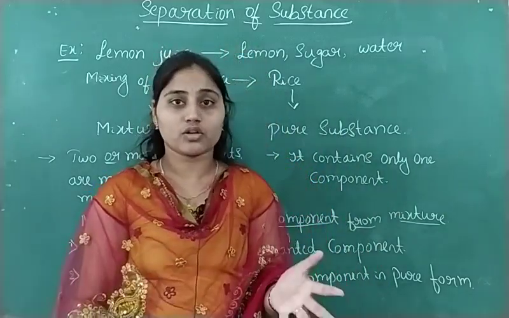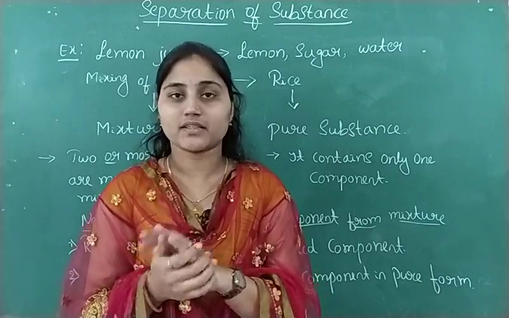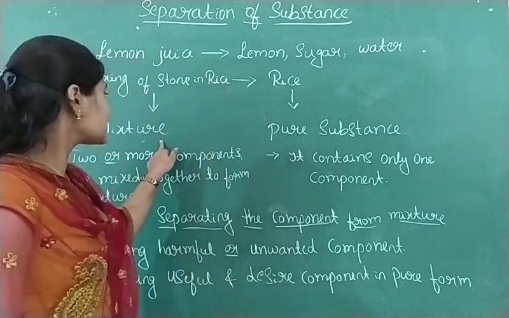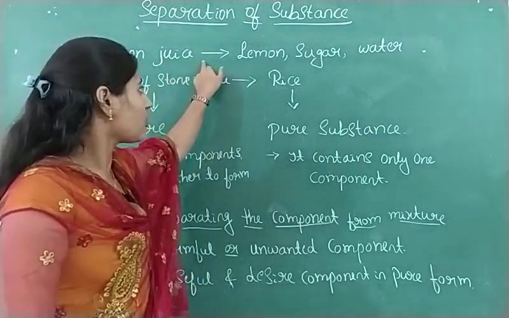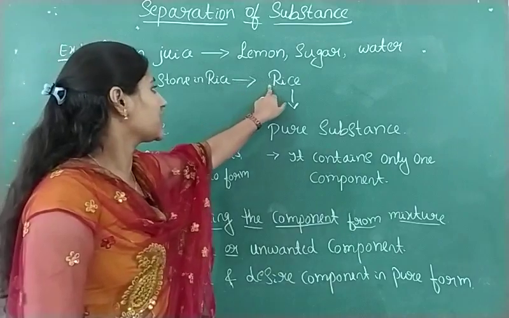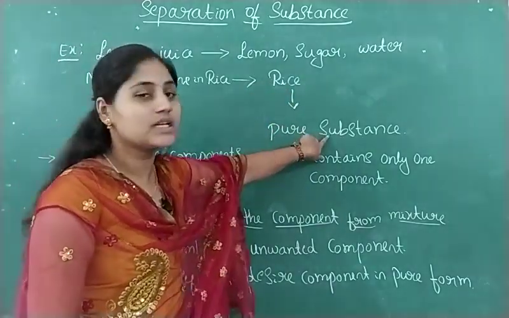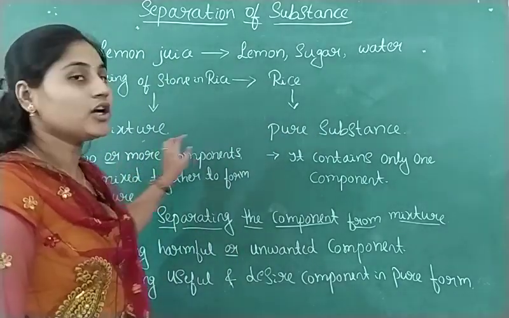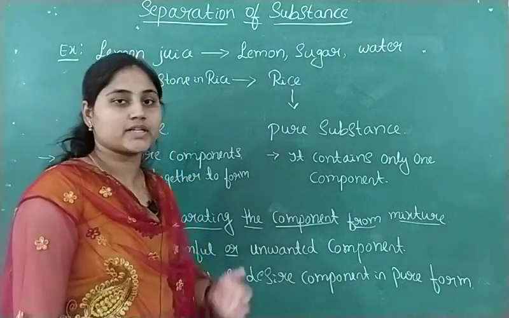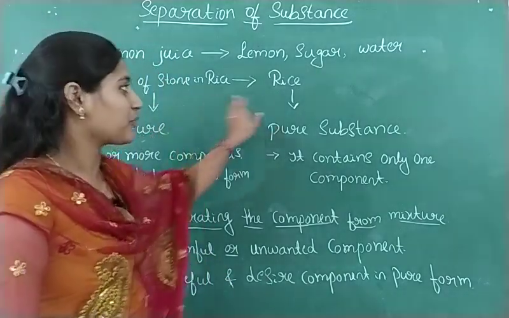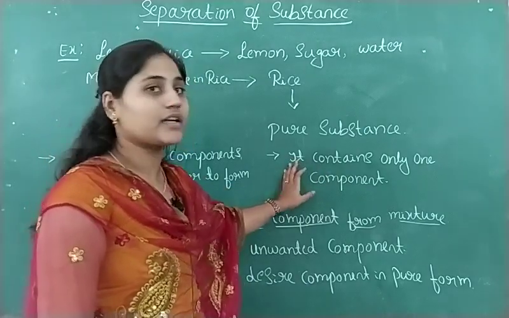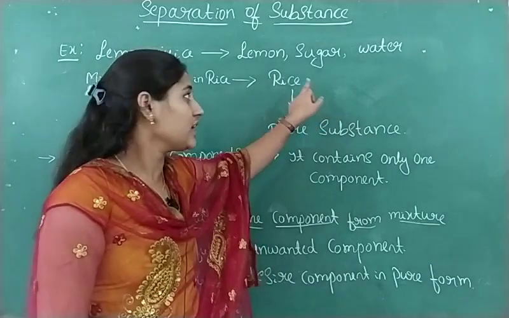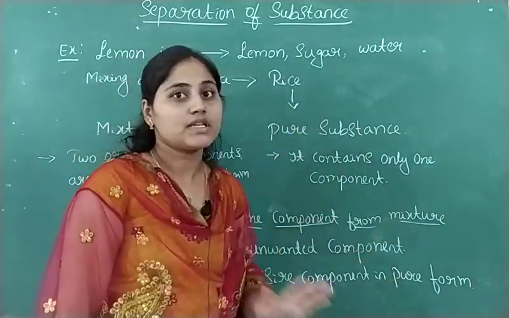And stone that is mixed with rice is also a mixture. Here, see, stone in rice, this we call a mixture. When you remove the stone from the rice, you get rice, this we call a pure substance. What is a mixture? It contains two or more components. And a pure substance, in the sense what? It contains only one component. Here rice is only one component, that's why we call this a pure substance.